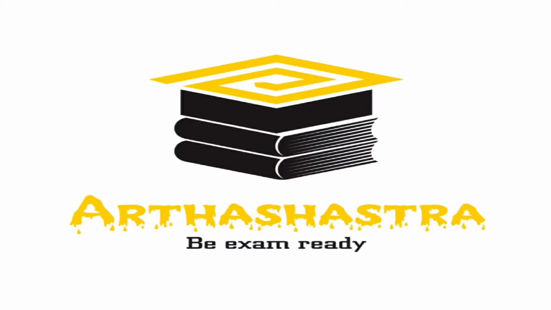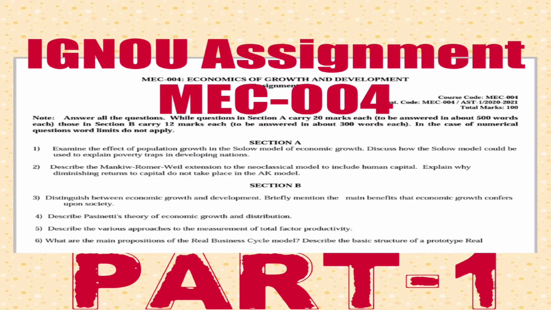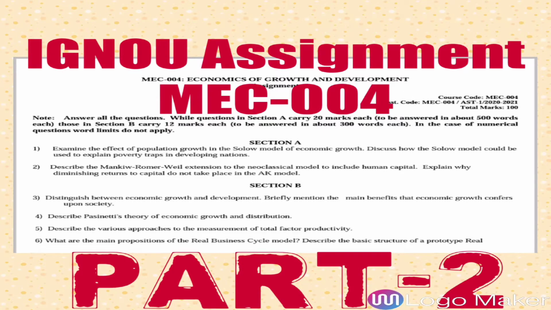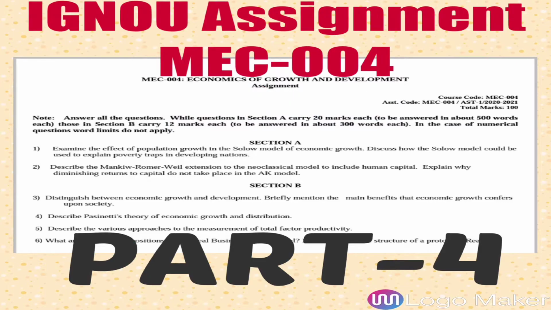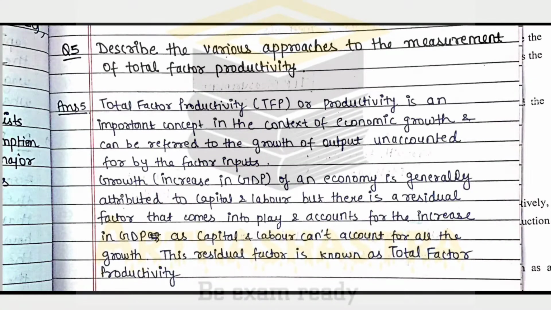In this video, we are going to present an answer for the assignment question of subject MSc 004 Economics of Growth and Development. The first 4 questions have already been uploaded by me, so you can check these videos. I have attached the link in the description box for your reference. In this video, we are going to answer question number 5, that is related to total factor productivity. So the question is, describe the various approaches to the measurement of total factor productivity.